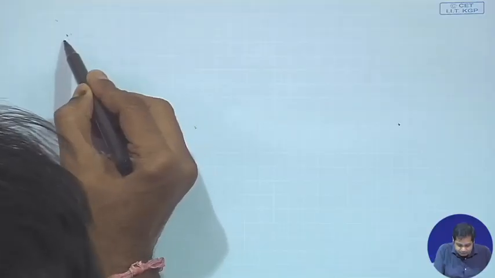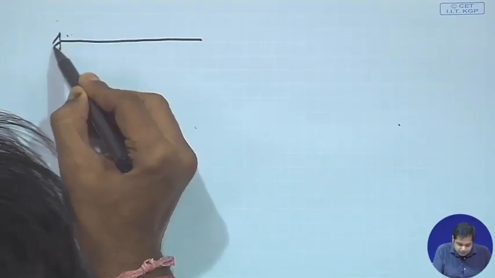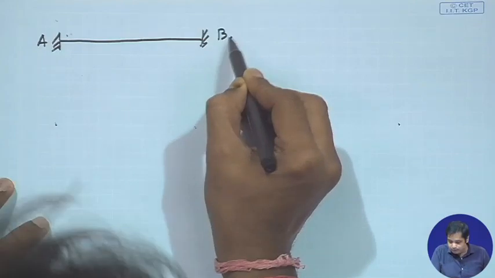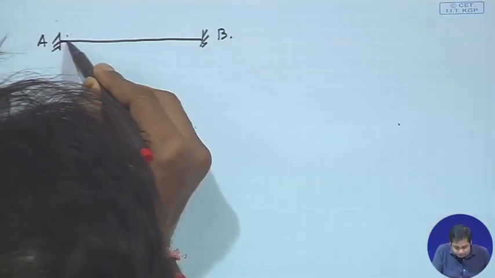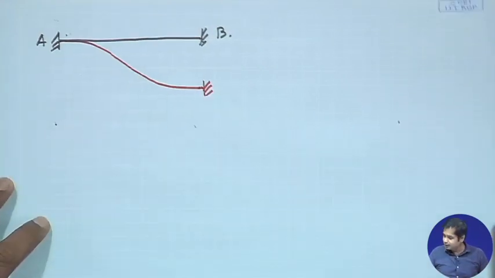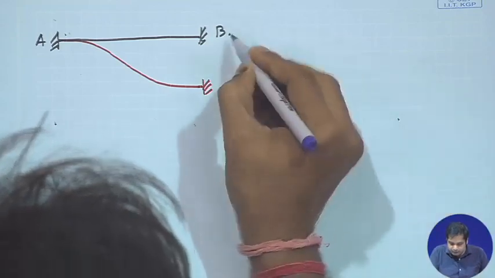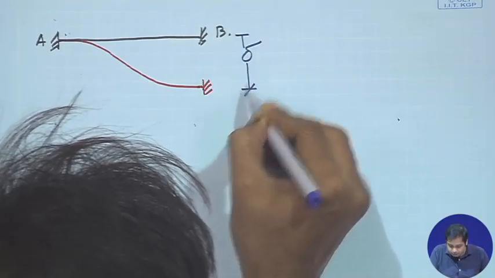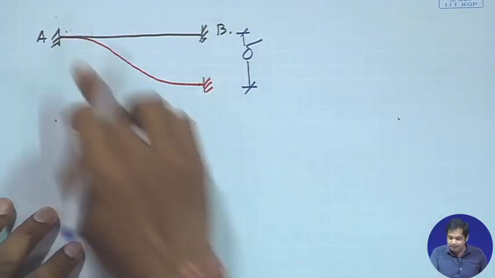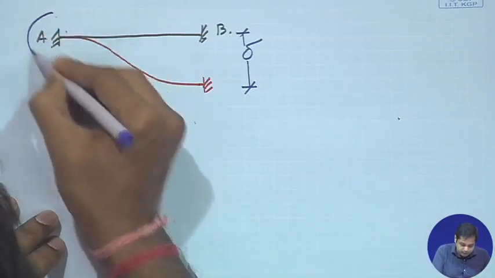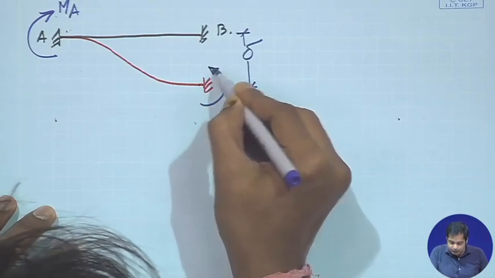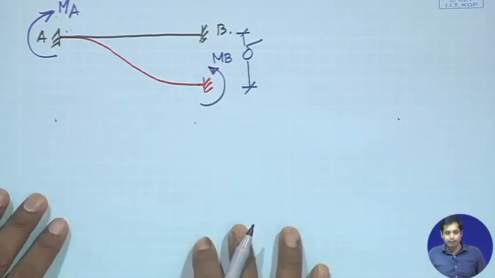So, initially this is the beam, both ends are fixed, this is A, and this is B, right. And suppose the beam deflects like this. So, this is the settlement delta. And that delta will cause some moment at A and some moment at B. We need to find out those moments. Suppose this is MA, and the corresponding moment at B is MB, okay, MA and MB.